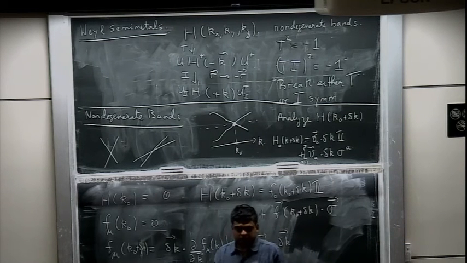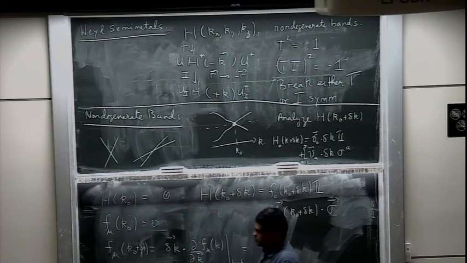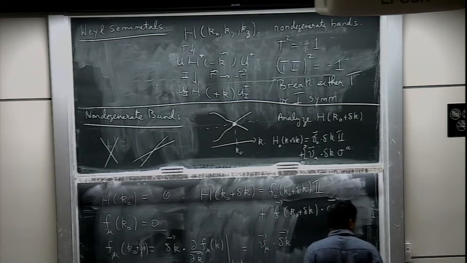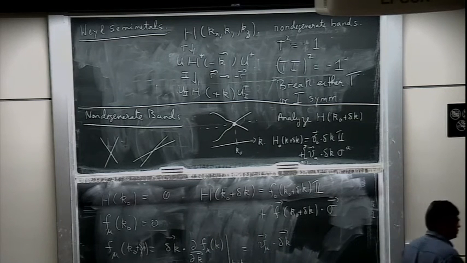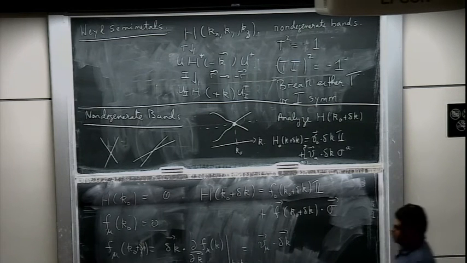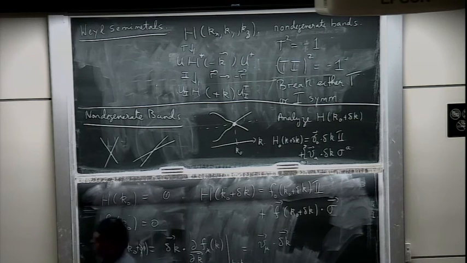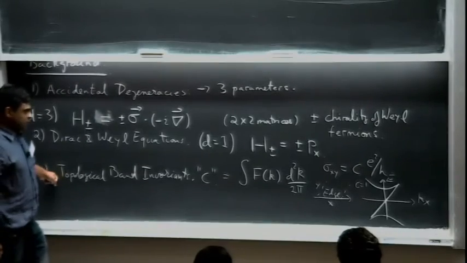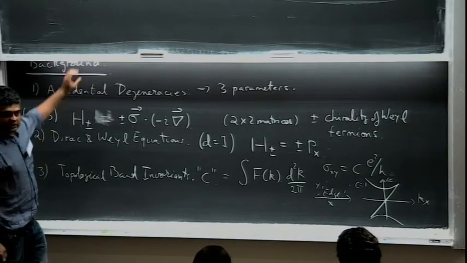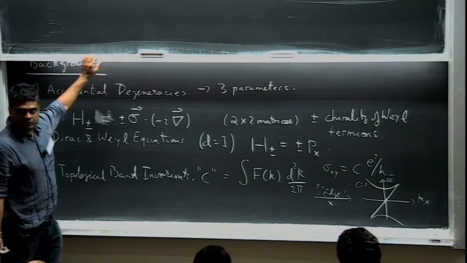Okay, any other questions? Okay, so what I really wanted to talk about today was the surface states associated with this Weyl semimetal. And for that, you need to understand the topological property. You need to connect it to its topological properties. So we did this argument where we used accidental degeneracies. We saw it's connected to this Weyl equation. But now let's talk about how the band invariants enter in the characterization of these Weyl nodes.